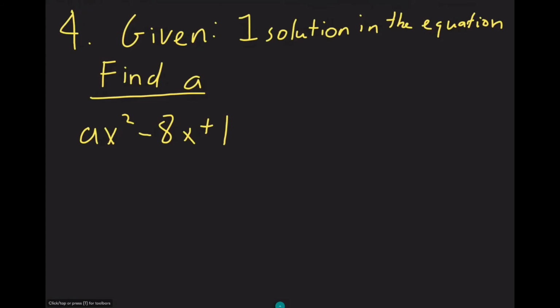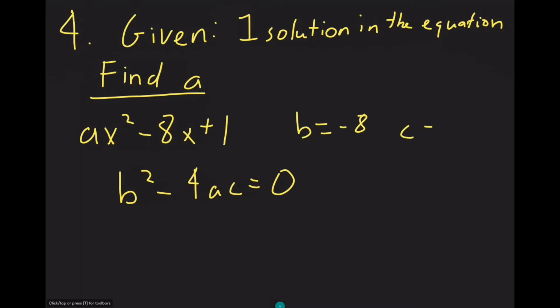In this next problem, we're given that there's one solution in the equation and that we have to find a. And the equation is ax squared minus 8x plus 1. So how I would solve this problem is that I would set the discriminant b squared minus 4ac to equal 0. Because if there's one solution in the equation, that means that the discriminant must equal 0. And we know that b equals negative 8 and that c equals 1.